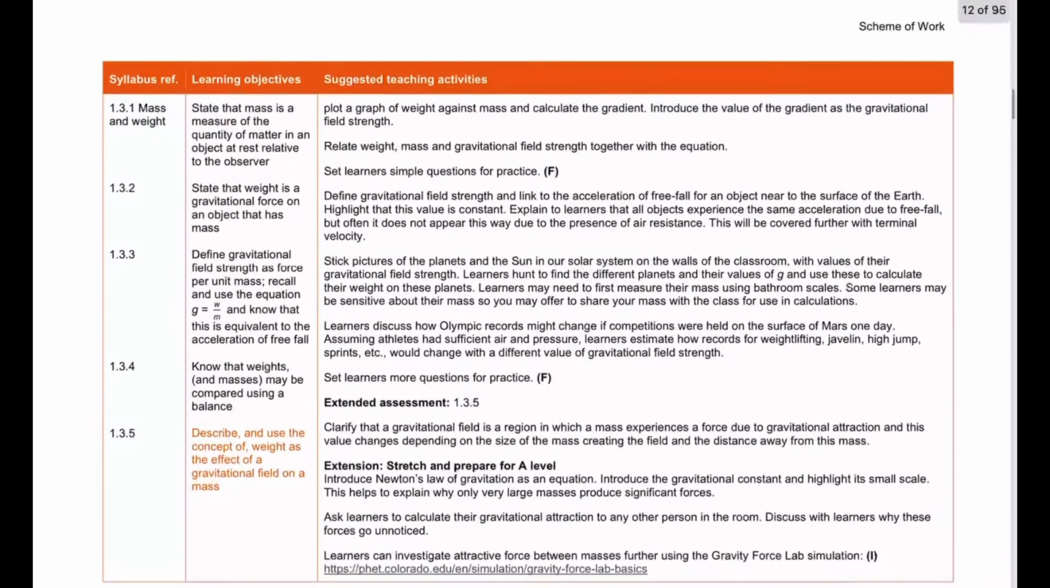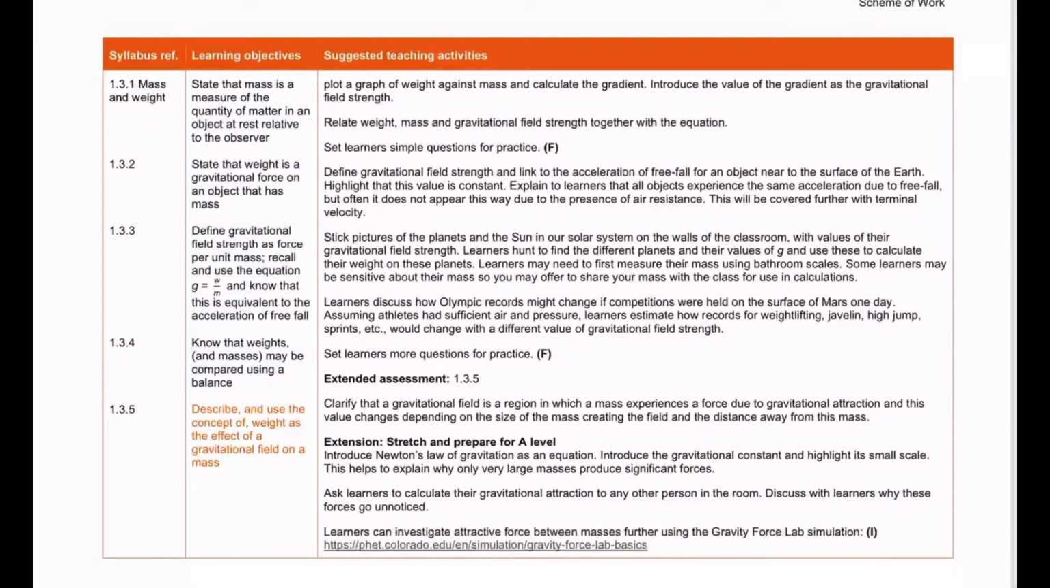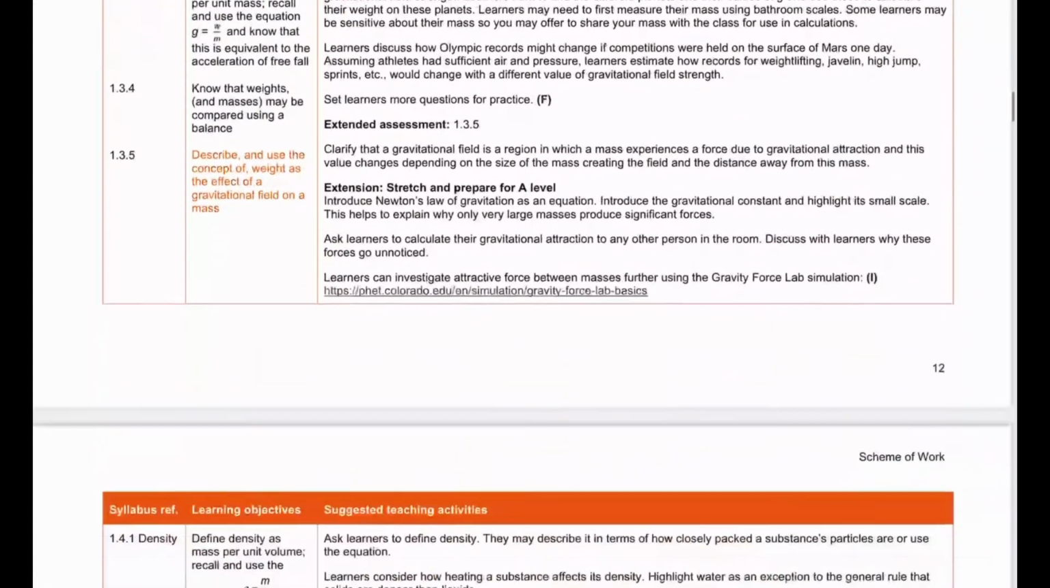Key concept 1.3.1, mass and weight. Learning objectives. State that mass is a measure of the quantity of matter in an object at relative rest to the observer. State that weight is a gravitational force on an object that has mass. Define gravitational field strength as force per unit mass. Recall and use the equation g = W/m, and note that this is equivalent to the acceleration of free fall. Note that weights and masses may be compared using a balance. Describe and use the concept of weight as the effect of gravitational fields on a mass.